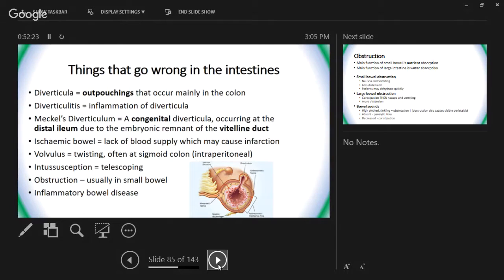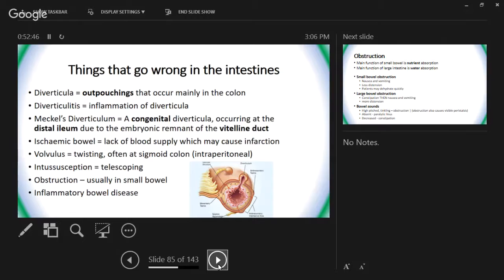Volvulus usually happens in the sigmoid colon. It doesn't happen to the ascending or descending colon, and the reason is that the sigmoid is intraperitoneal, so it's hanging off the wall and is prone to twisting. Whereas ascending and descending are pinned against the wall, so they can't really twist. Intussusception, telescoping, obstruction, inflammatory bowel disease, and some other things can also happen.